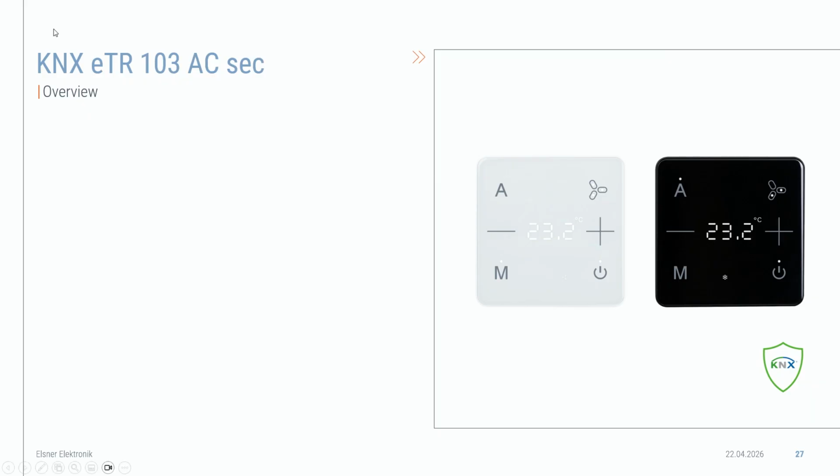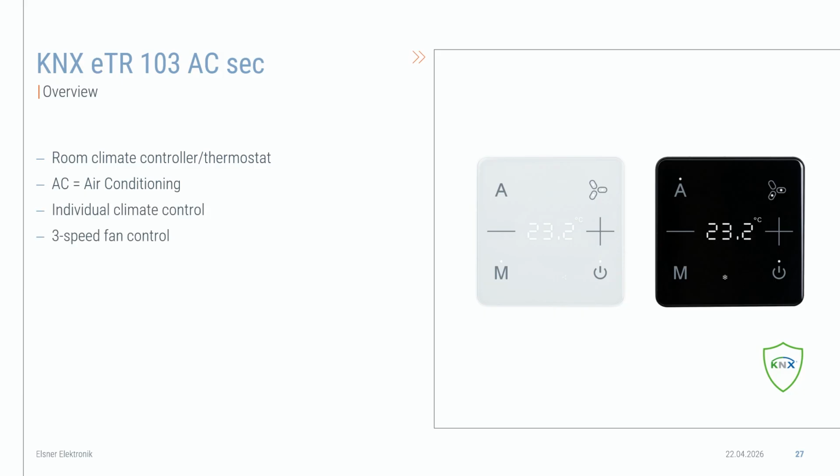Okay, back to the ETR 103 AC. Here I show you the main things. It's a room climate controller thermostat for air conditioning, individual climate control. We have three speed fan and compatible with the standard AC gateways.